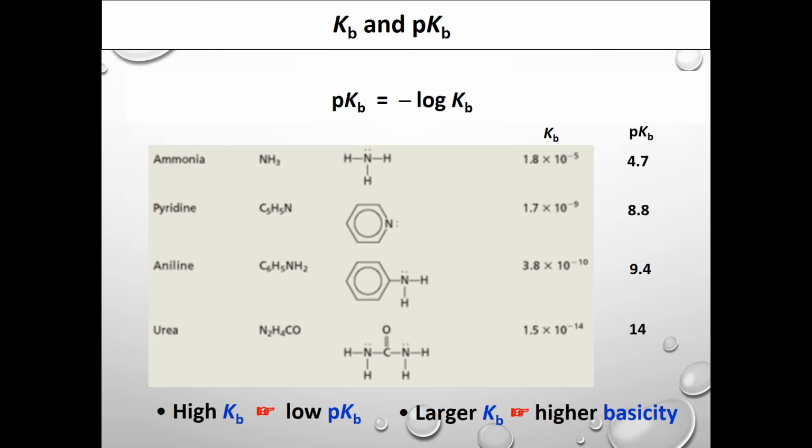Therefore, a high Kb has a low pKb value. So it can be said that a larger Kb represents a higher basicity.